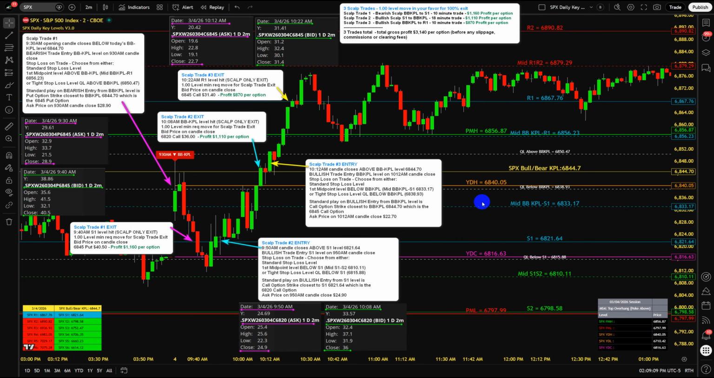However, today we're just focusing on trades off of the main key levels. Again, the bull bear KPL level, the R levels, and the main S levels.